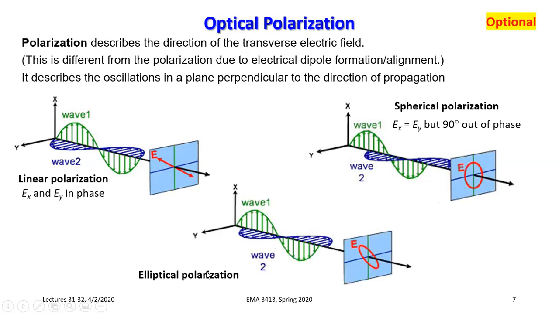And then if these two components are less than 90 degrees out of phase, or differ in phase by not 90 degrees, but let's say 70 or 50 degrees, or if the two components do not have equal amplitude, then we have in general so-called elliptical polarization.